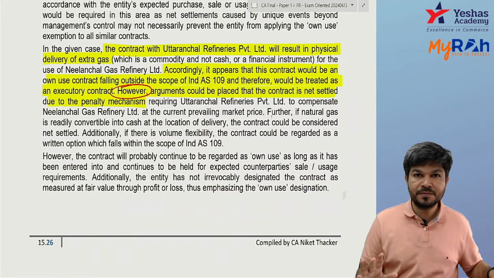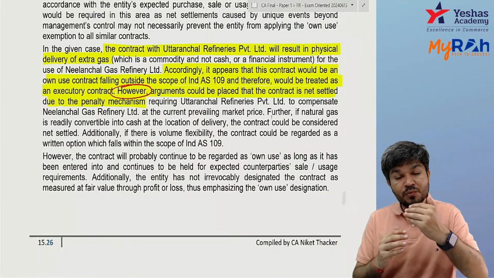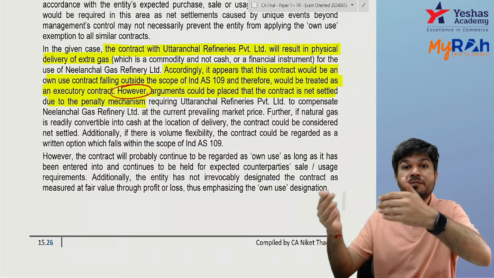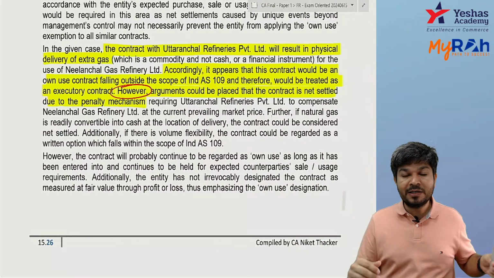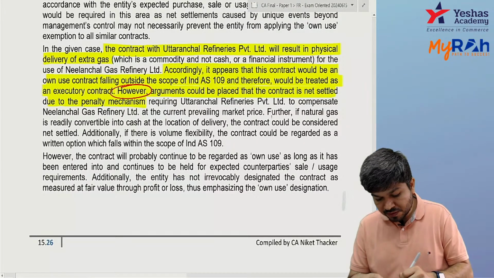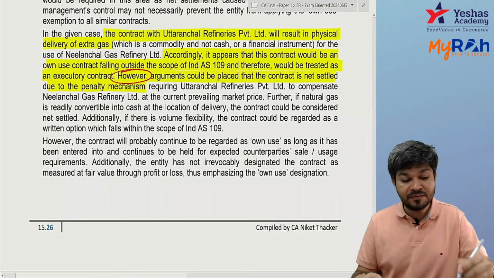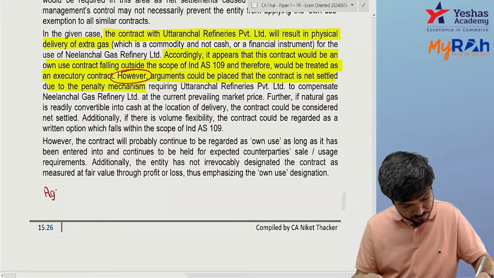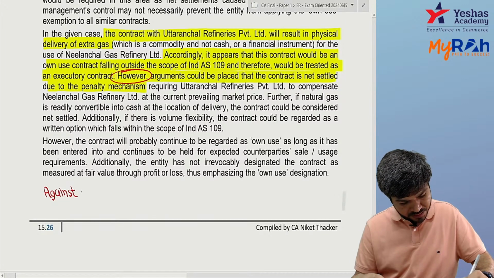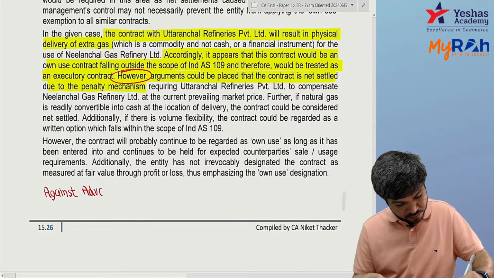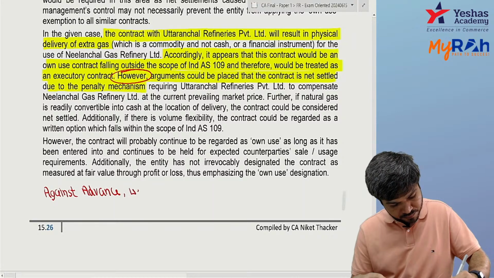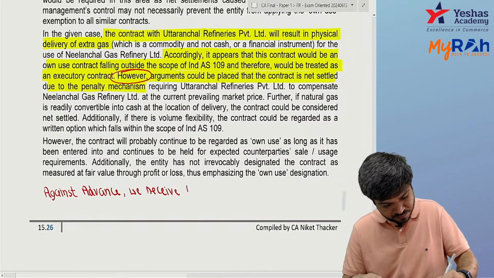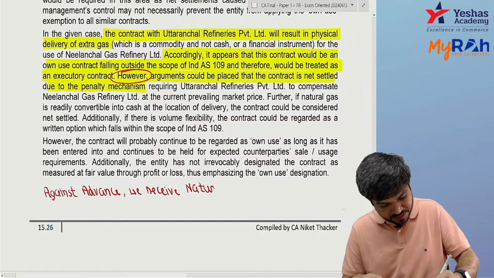Did you understand? अच्छा, the prices which you paid in advance, थोड़ा थोड़ा advance दे के रखते हो, they have to give you goods. Against advance also they will be giving you goods. It's not a financial asset. Against advance also we receive natural gas.